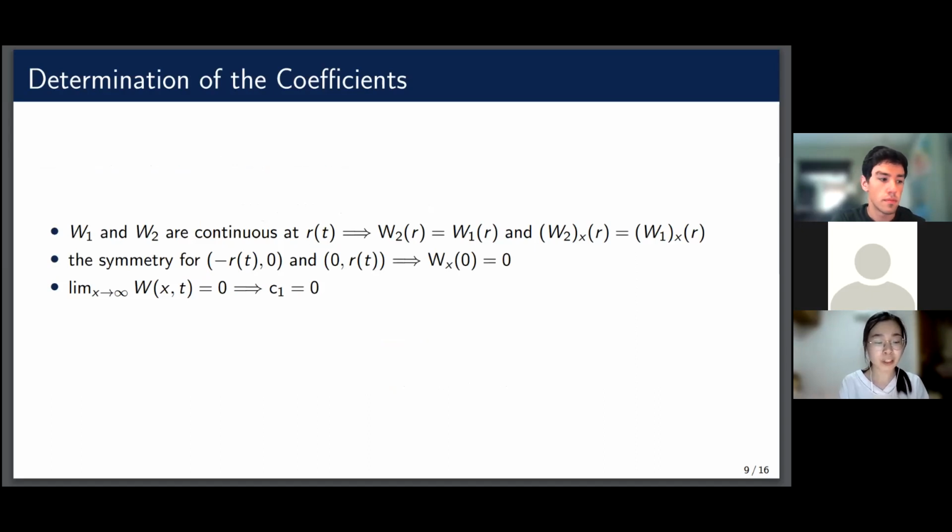We want to smooth the function, which means W1 and W2 are expected to be continuous at R(t), so we can write the formulas like the slides. In our hypothesis, W is symmetric in the two intervals minus R(t) to 0 and 0 to R(t), which implies the derivative value of W at 0 is 0. Besides, we think W gets smaller and smaller as it moves away from the tumor, considering the expression of W1, from which we can conclude that C1 equals 0.